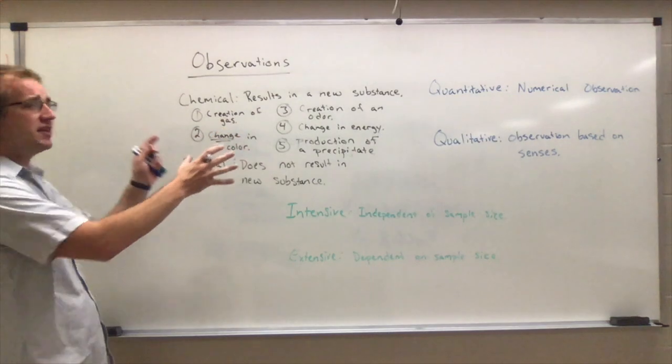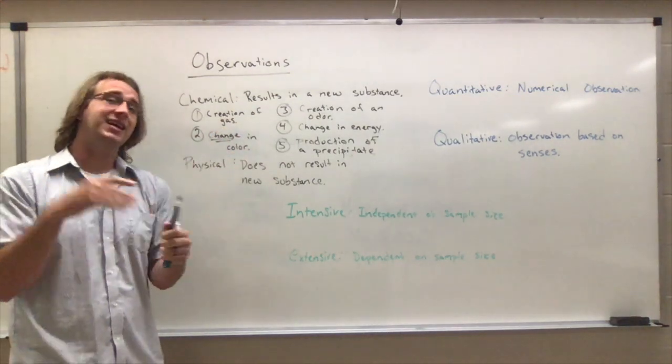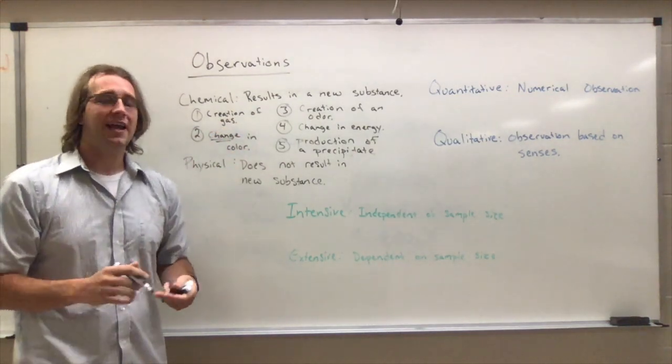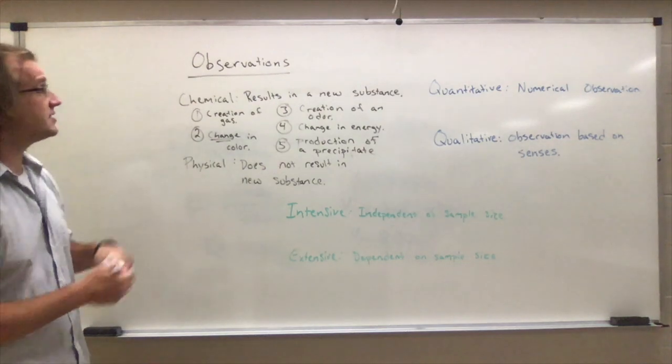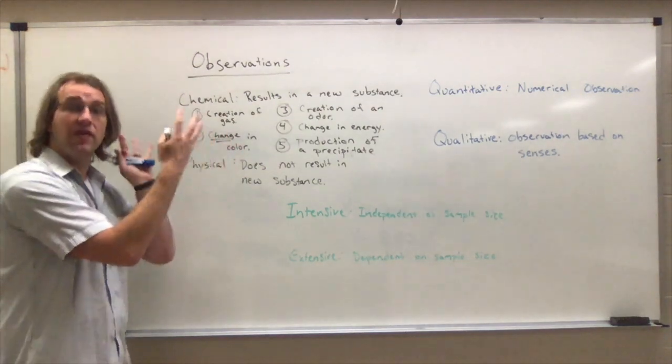And so these are five things that can clue us in that maybe we've got a chemical change taking place. Now we could also just think of these in terms of their properties.